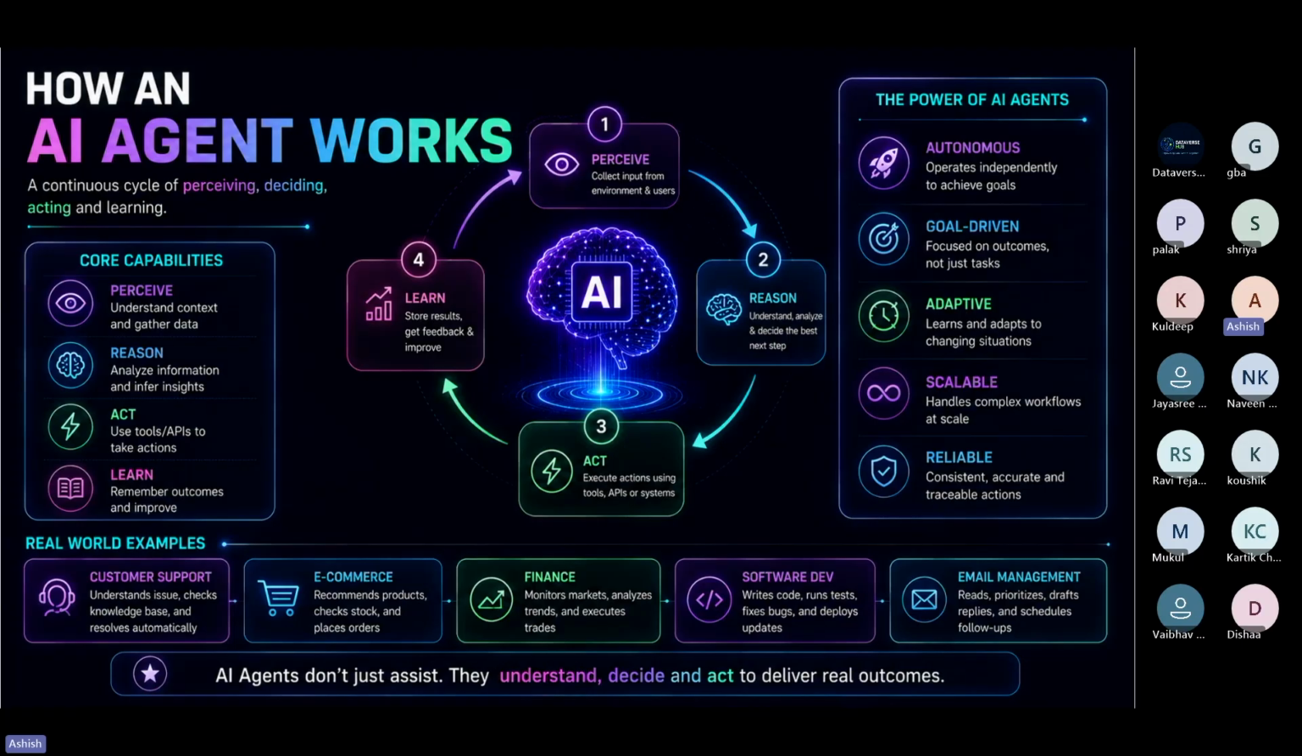And then email management is also there. For example, Copilot 365 can have all the details. You just ask it, okay, what pending mails do I need to take action on this week, and it will give you all the details. It will triangulate through your emails and your Teams chats, and it will give you the answer. So AI agents don't just assist, they understand you, they decide and act to deliver real outcomes. So that's how the AI agent works.